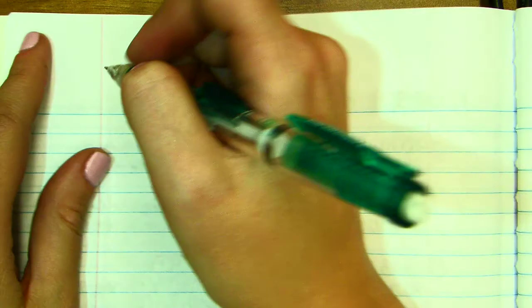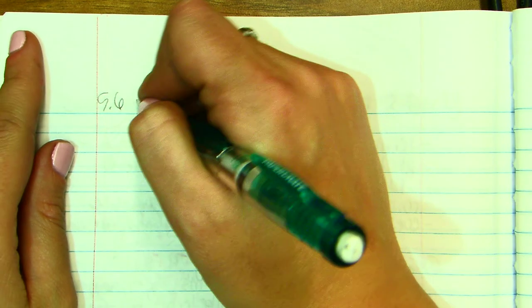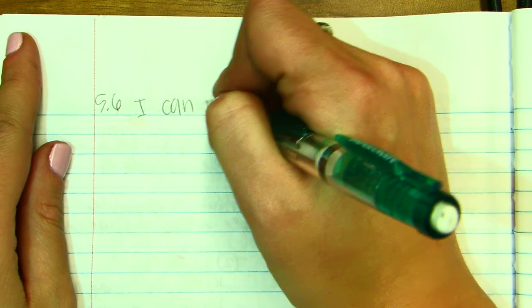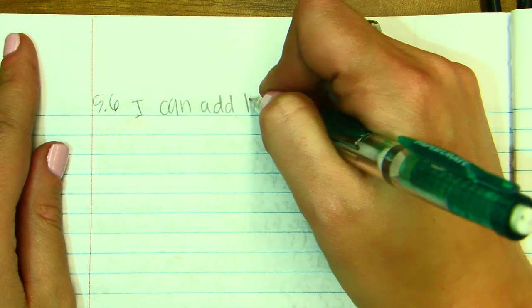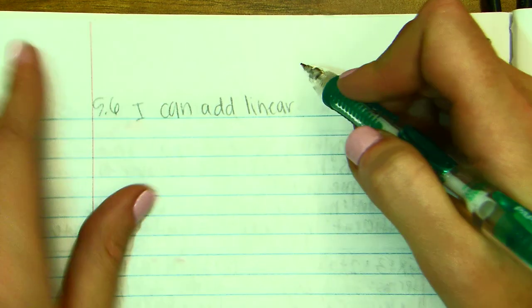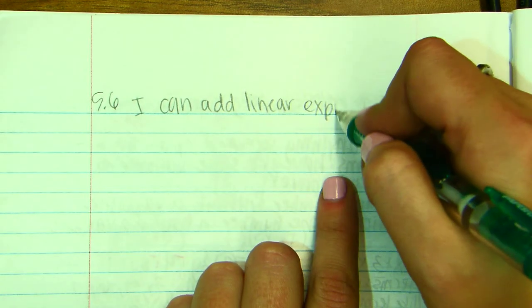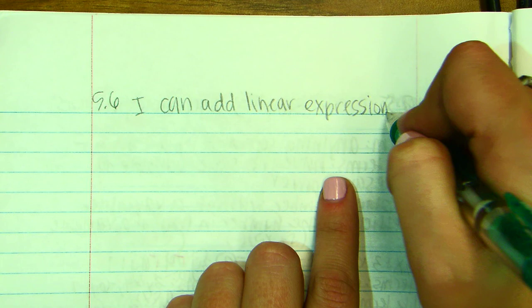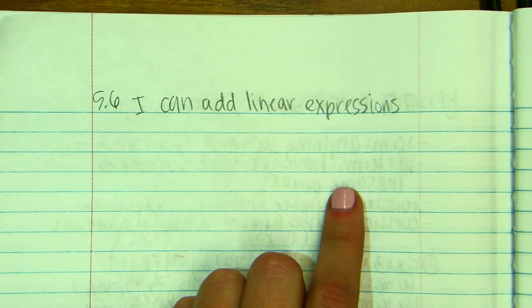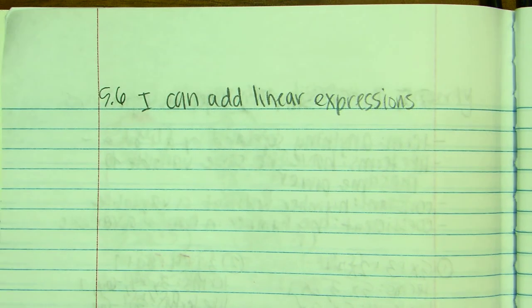Next lesson is going to be section 5.6. I can add linear expressions. And a linear expression means there's going to be a variable and the highest exponent is going to be a 1, so the variable won't have any exponents on it.